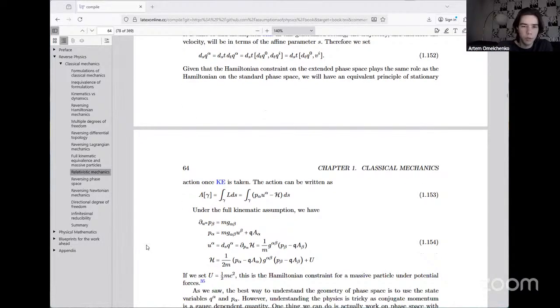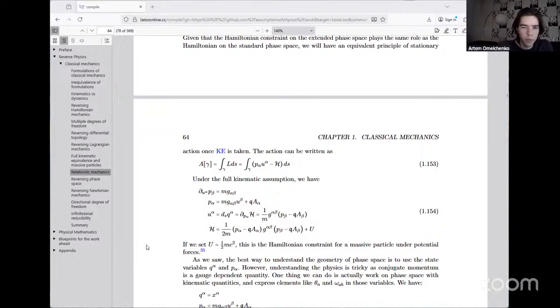So under the full kinematic assumption, if you remember, the full kinematic assumption meant that the relationship between the conjugate momentum and the velocity is linear. And then we define G alpha beta to essentially be that linear relationship, with a constant m that is there to fix the units. This is the same exact assumption that we put in however many weeks ago.